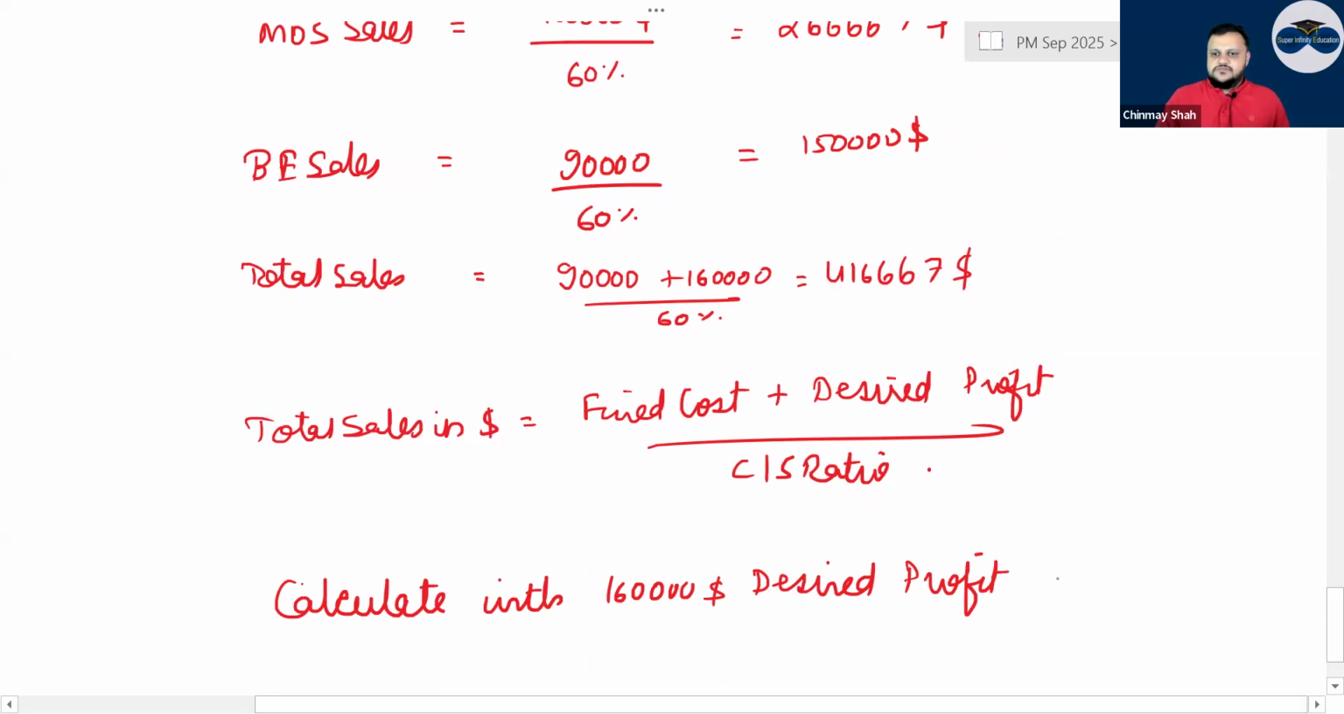Desired profit. MOS units. BE units you have already calculated, comma, total units.